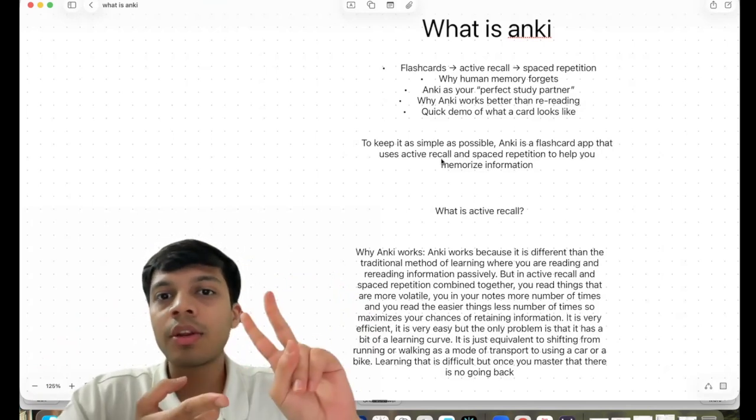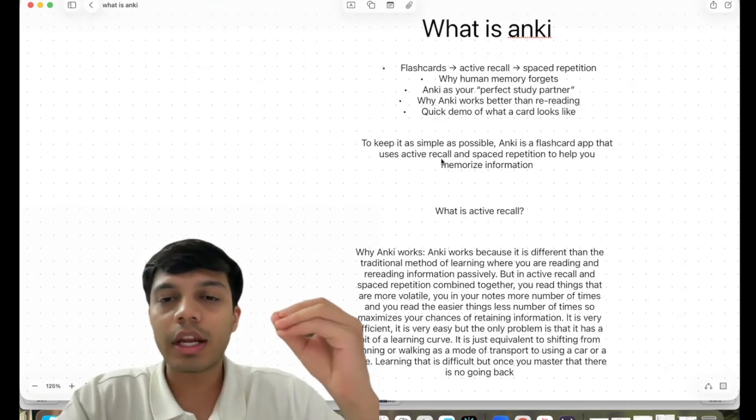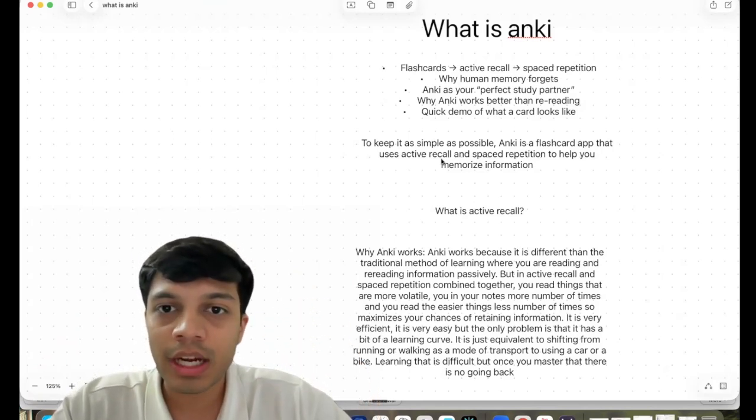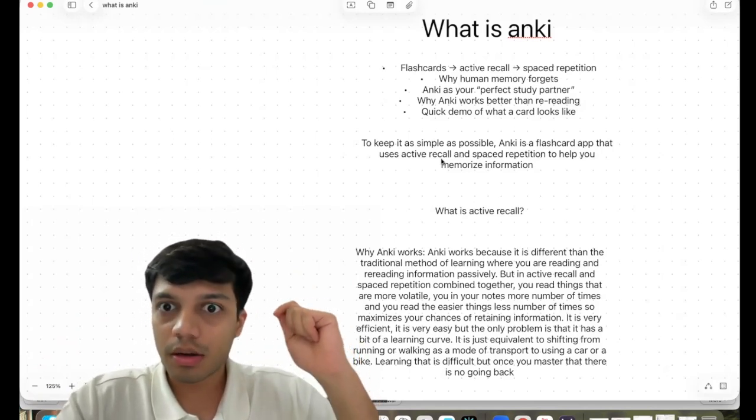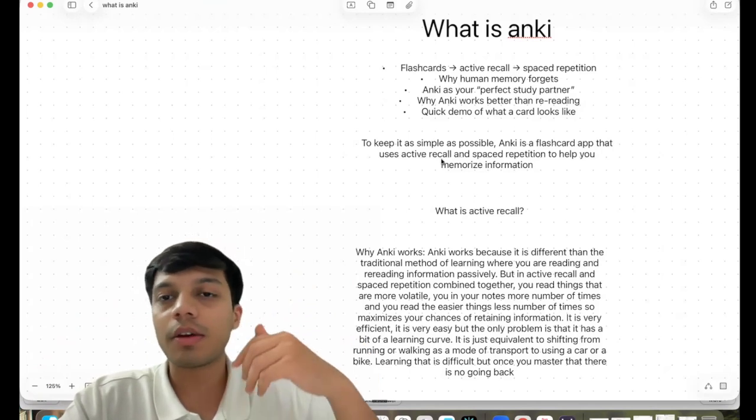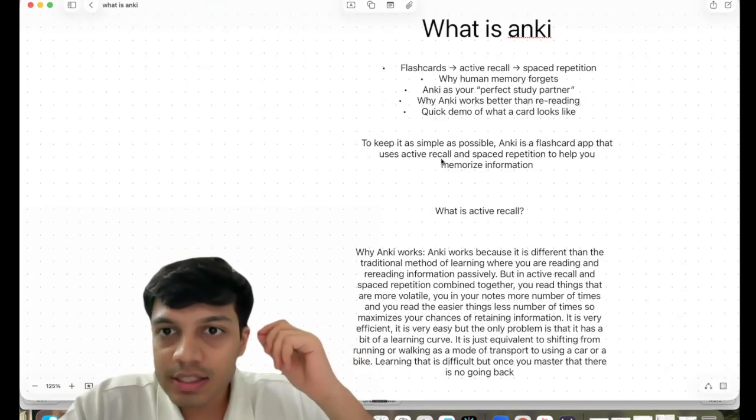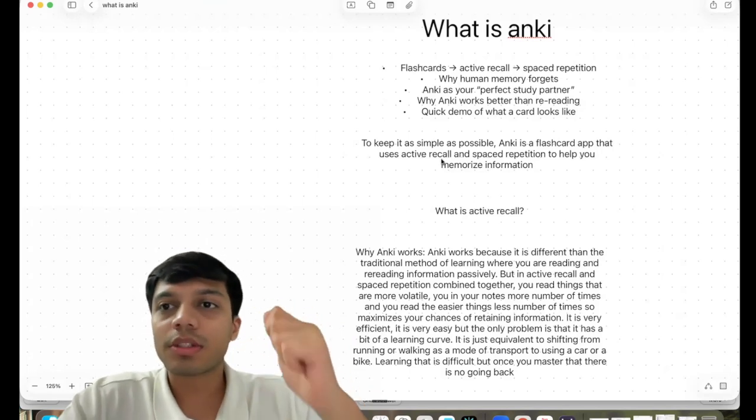Using your notes and using your videos is a great tool to understand concepts and learn concepts, but when it actually comes to committing information to memory, when it actually comes to memorizing and revising information, Anki is an amazing tool. So Anki uses flashcards.